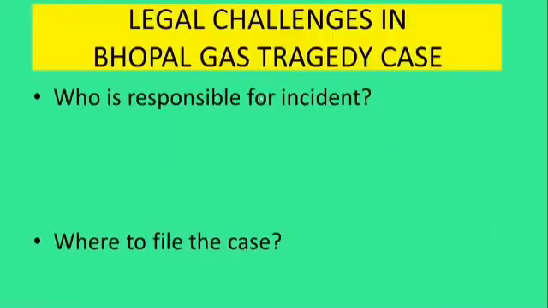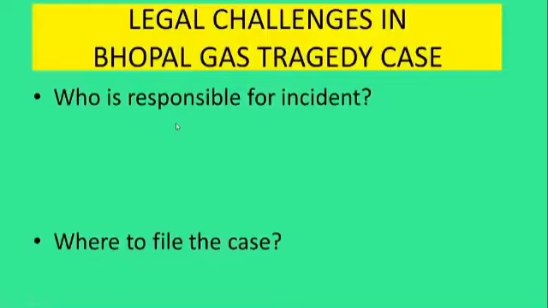Now immediately after the Bhopal gas tragedy, the main problem was where to file the case. This was an incident where a number of people were affected, but immediately after the incident there were two kinds of views. People were confused about who is responsible for this incident, and secondly, where to file this case. So some people believed that UCC was responsible because Union Carbide Corporation was the main branch which was operating all across the world and opened its subsidiary branch in India. So if a case is filed, it should be filed against UCC, Union Carbide Corporation.